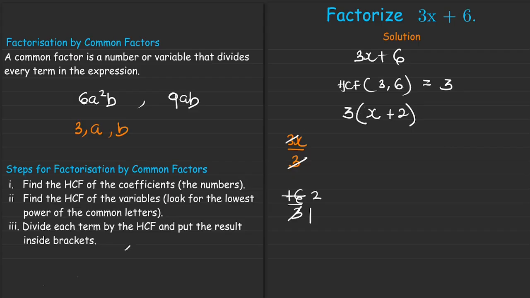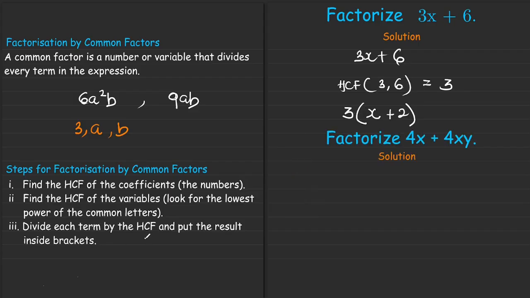Let's look at more examples. In this next example, we have to factorize 4x plus 4xy. Take note, we have 4x plus the 4xy. So we always know our first step is to look for a highest common factor of the coefficients. In this case, they are even all the same. That even makes it very simple.